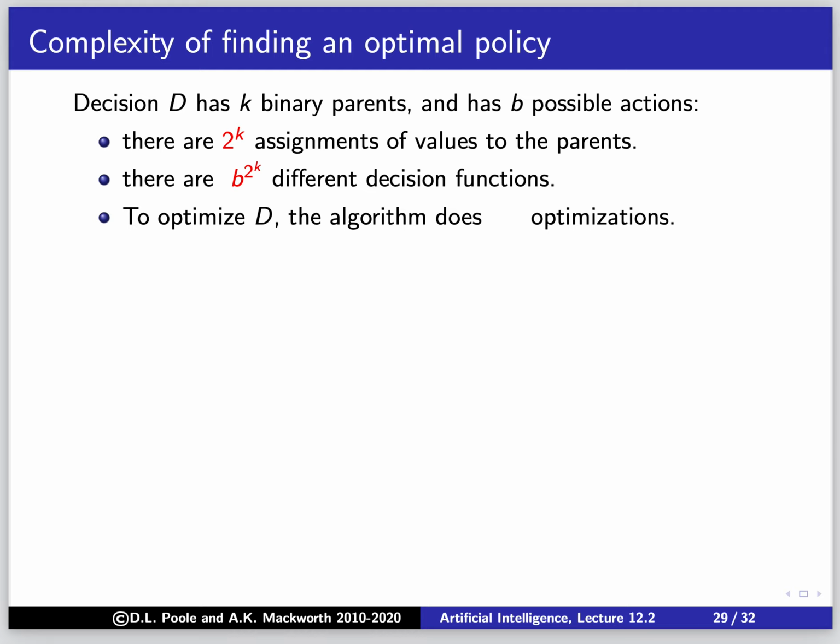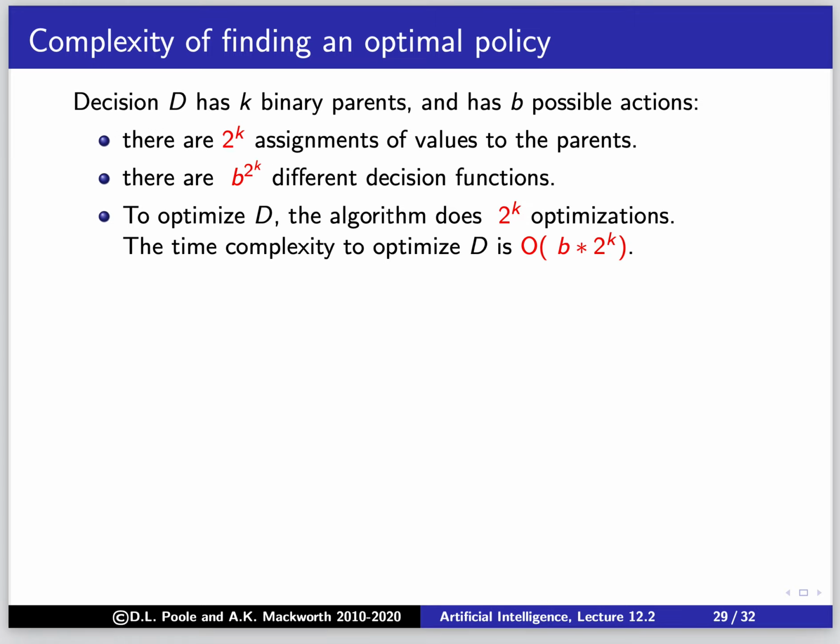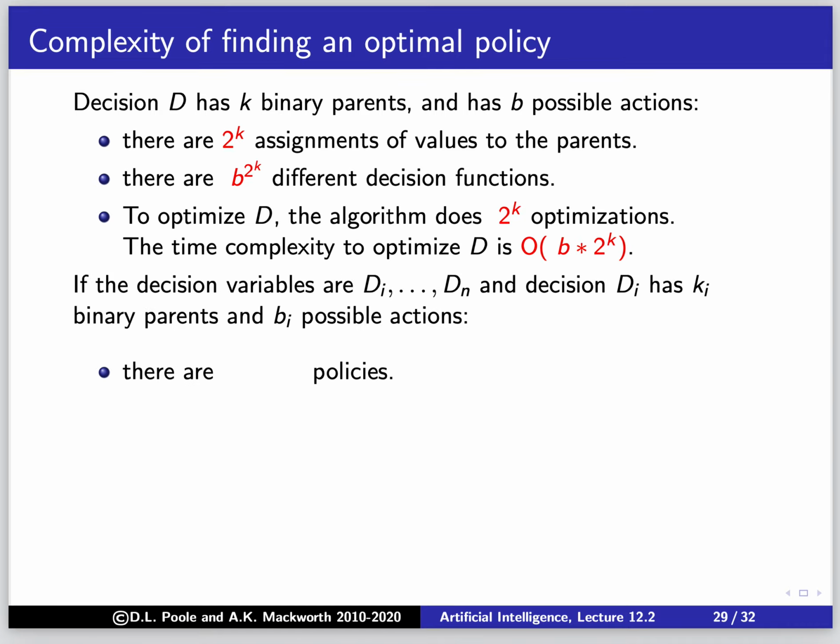However, when we're optimizing this, what do we do? Well, we're optimizing each of these separately. For each of these 2 to the K assignments, we're choosing one of the B actions separately. So instead of looking at the number of decision functions, all we are doing is 2 to the K optimizations. And each of them chooses among B different values, so it's B times 2 to the K. So that's for one decision variable. Okay, now let's look at all of the decision variables.